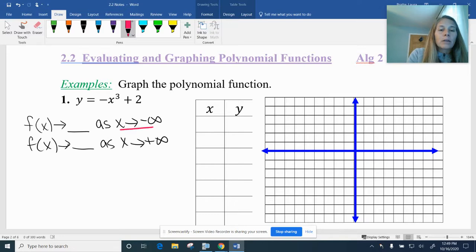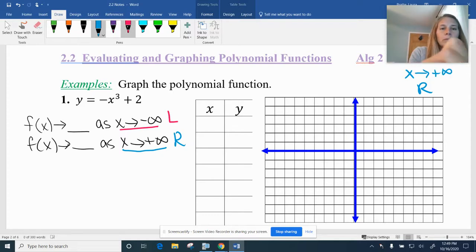Remember, x approaching negative infinity is the left side. X approaching positive infinity is the right side. So this is the right side over here, x approaching positive infinity. This is your left side over here where x is approaching negative infinity, right?